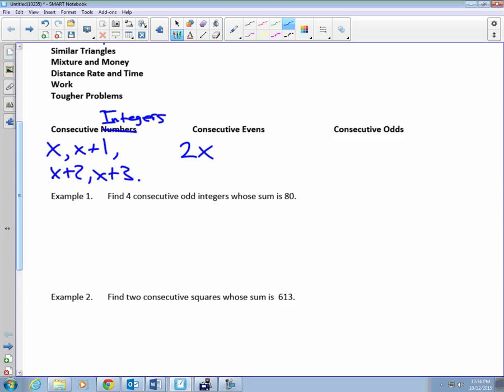Give me an integer. 4. 4 times 2 is 8. Give me another one. 17. 17 times 2 is 34. Anything multiplied by 2 will be even, right? As long as it's an integer. So what would be half? It has to be an integer.